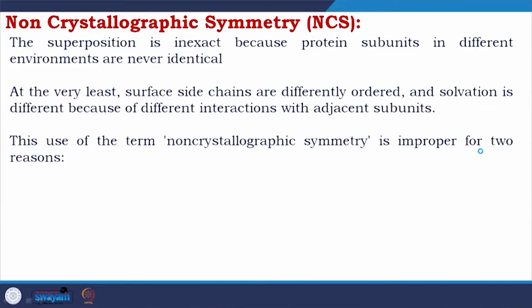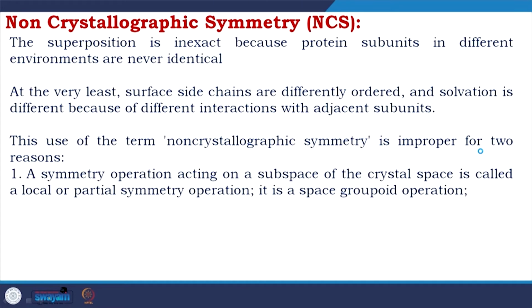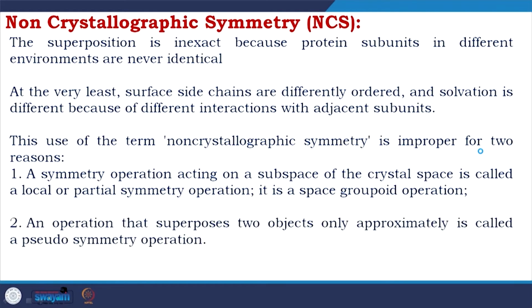This is one amino acid, this is the same amino acid, but the side chain rotations cannot be exactly the same. That is not possible. The use of the term non-crystallographic symmetry is improper for 2 reasons. One, a symmetry operation acting on a subspace of a crystal space is called a local or partial symmetry operation. It is a space groupoid operation. Second, an operation that superposes 2 objects only approximately is called a pseudo symmetry operation.